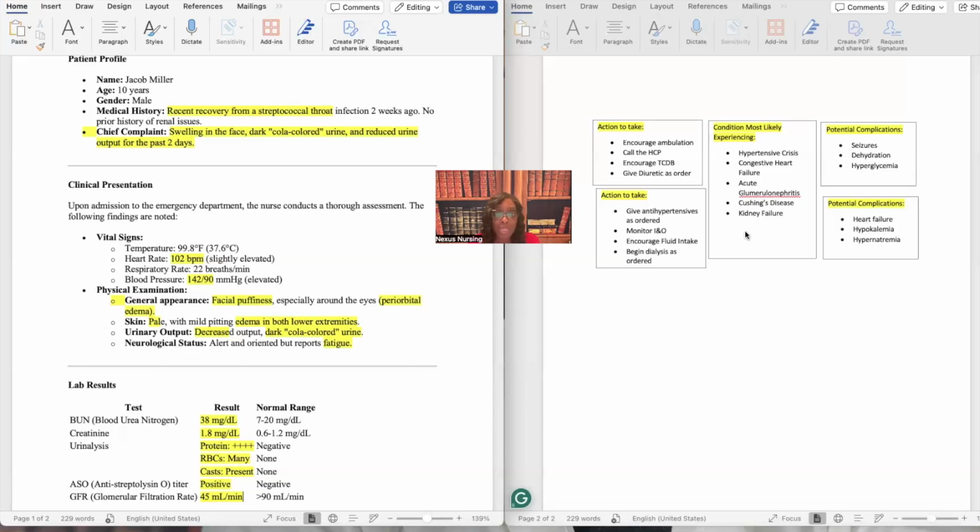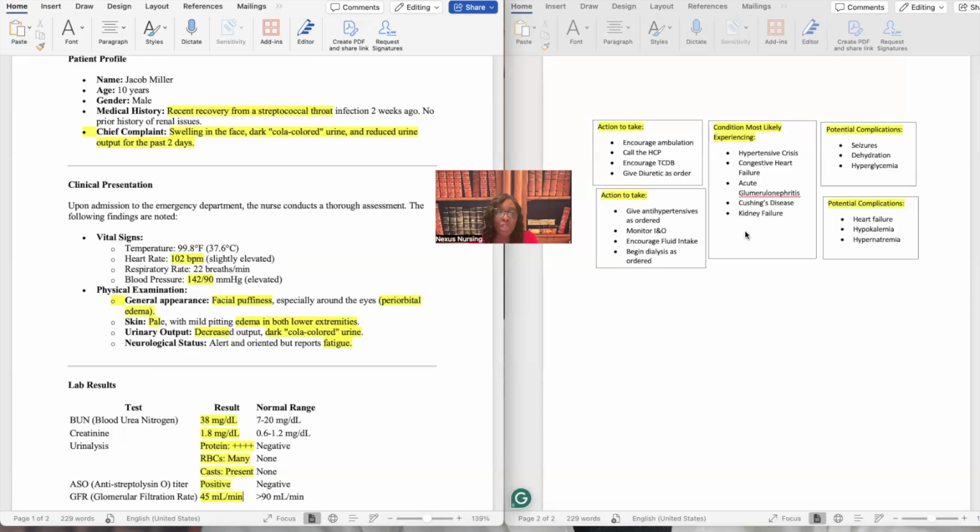Think about what's happening, guys. This patient's got acute glomerulonephritis, and it usually follows a strep infection. What happens is a person will have a strep infection, and those immune complexes that they build up mess with the kidneys. And then we see all of this happening.